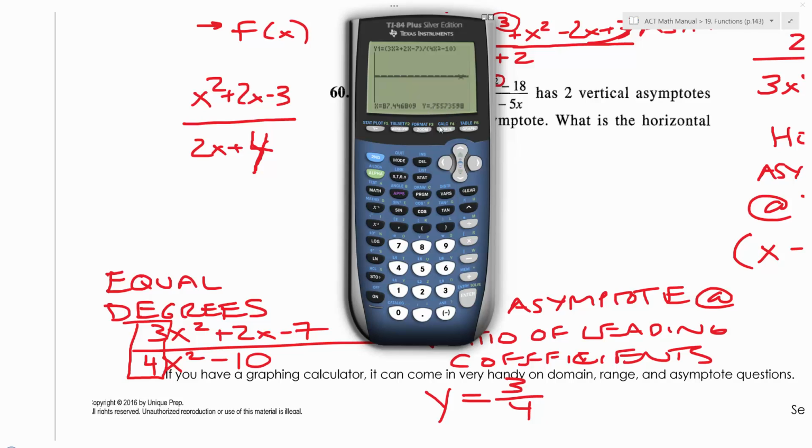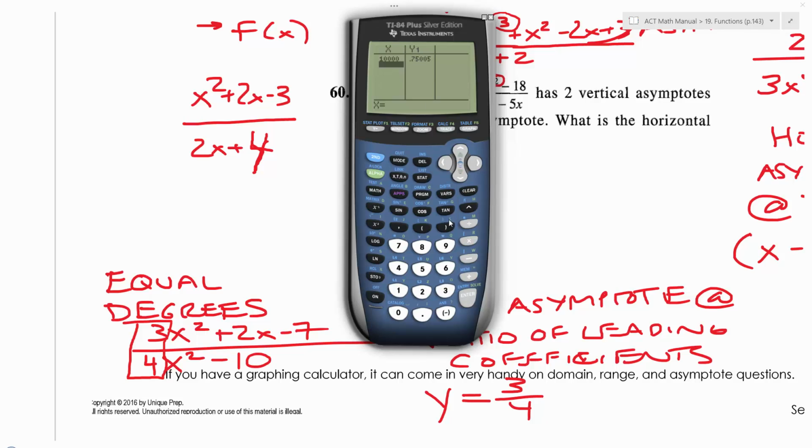The other way that I can do this is I can always go to my table, which is second and then the graph key. And in table set here, I want the calculator to ask me for my independent x value. Remember, the independent variable is my x variable. So I'm going to set the calculator to ask. I'm going to go back into my table, and now I'm going to type in a gigantic number for x, like 10,000, and guess what's going to pop up right here? Oh, there it is, 0.75, something really close.